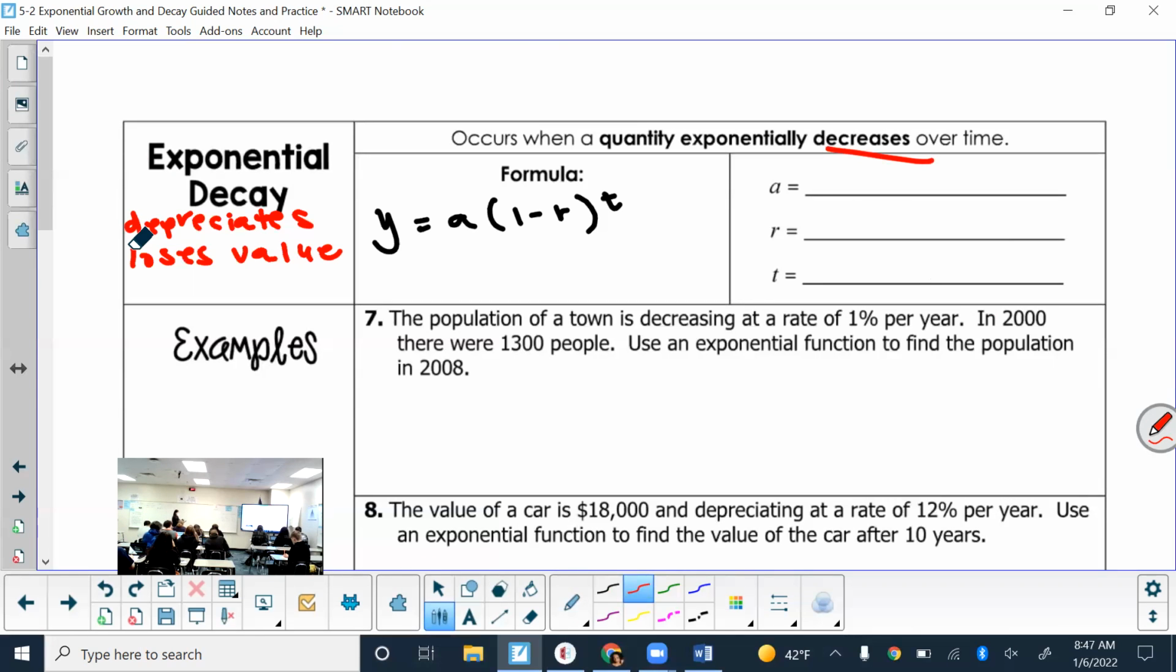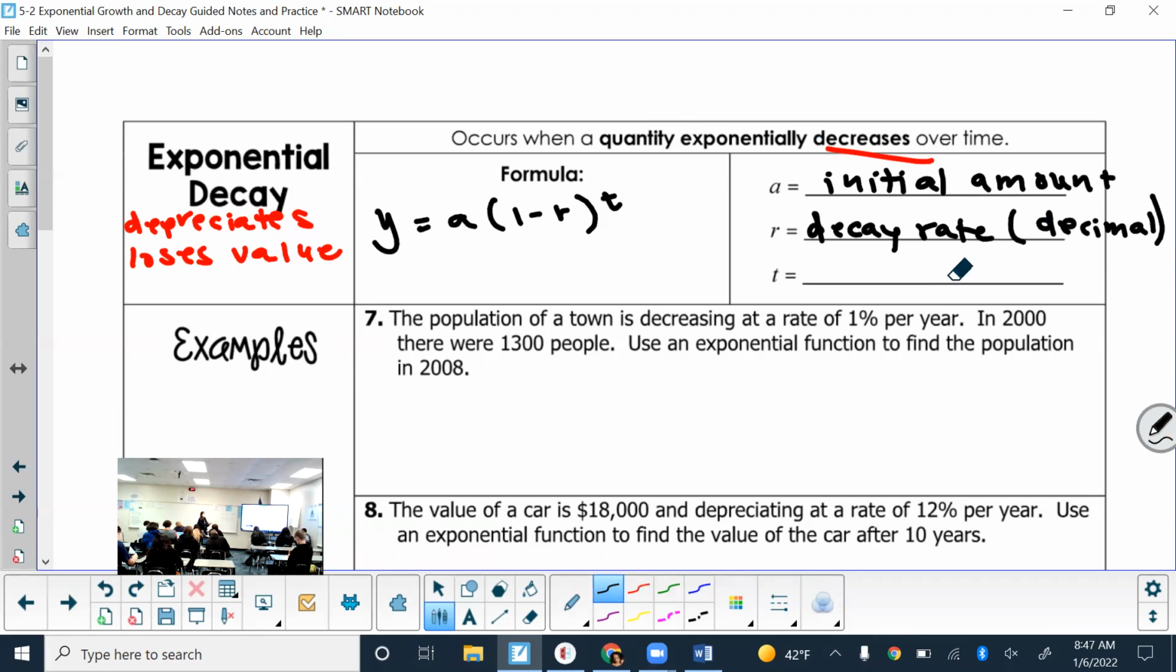All right, but all the letters stand for the same thing. You will have an initial amount. R will be decay rate, not necessarily growth rate, but decay rate. And it should still be a decimal. And T will be for time. Questions at all?